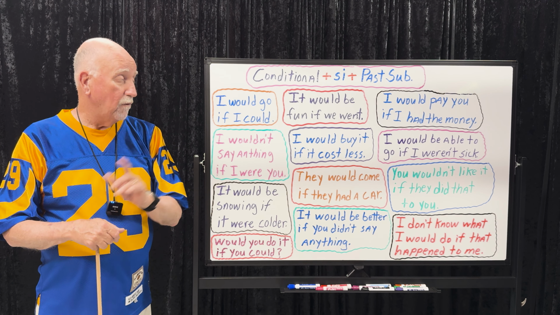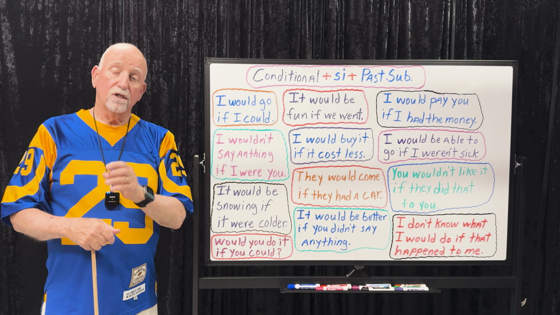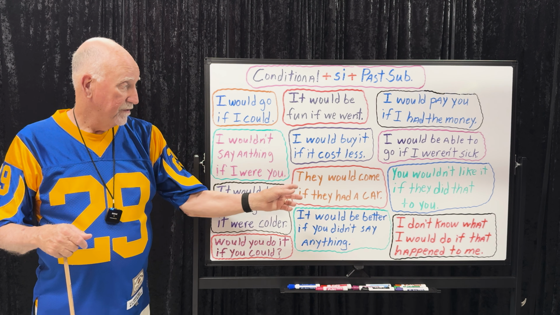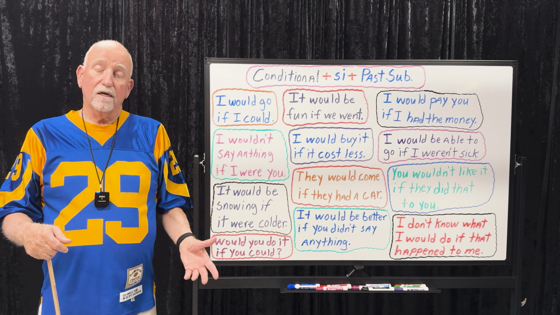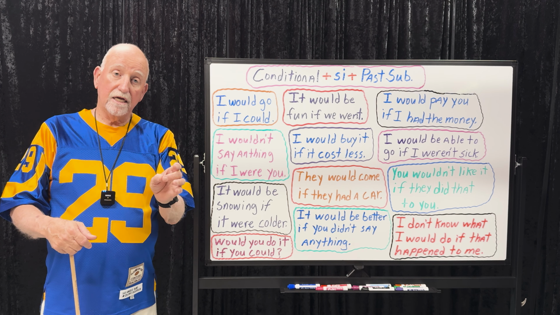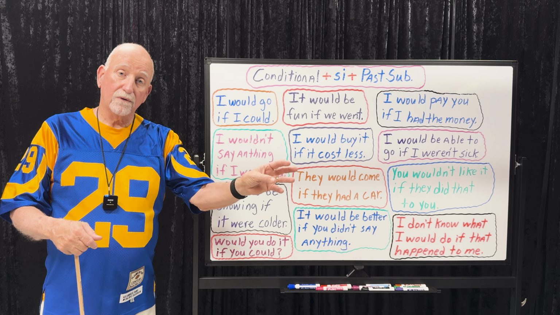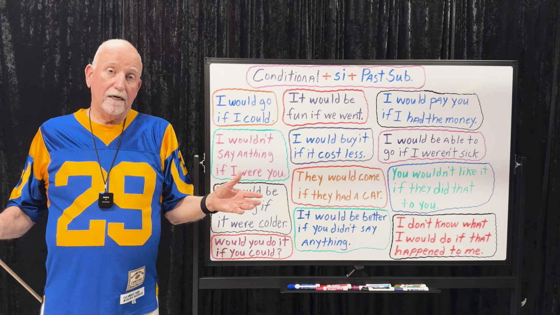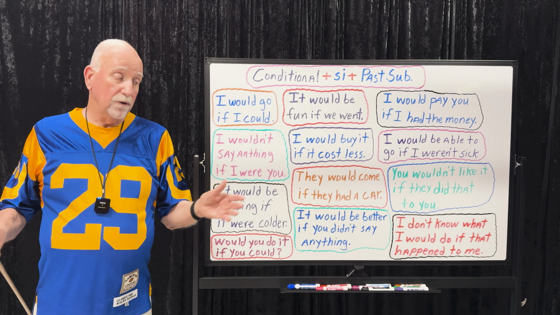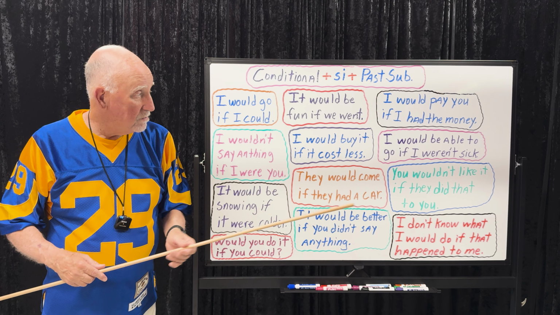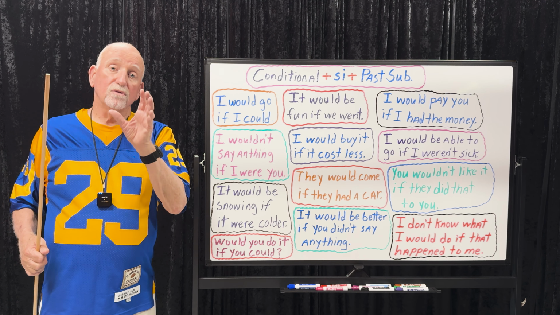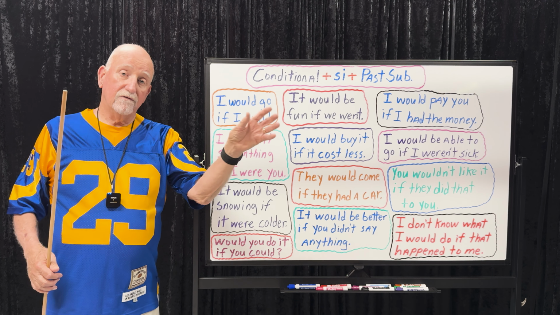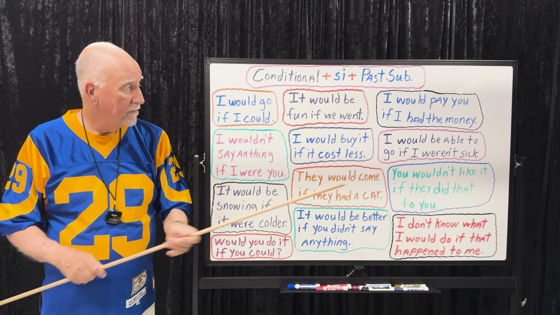I wouldn't buy it. I would buy it if it cost less. Lo compraría si costara menos. They would come if they had a car. Vendrían si tuvieran un carro. I would pay you if I had the money. Te pagaría si tuviera el dinero. I would be able to go if I weren't sick. Podría ir si no estuviera enfermo or enferma.